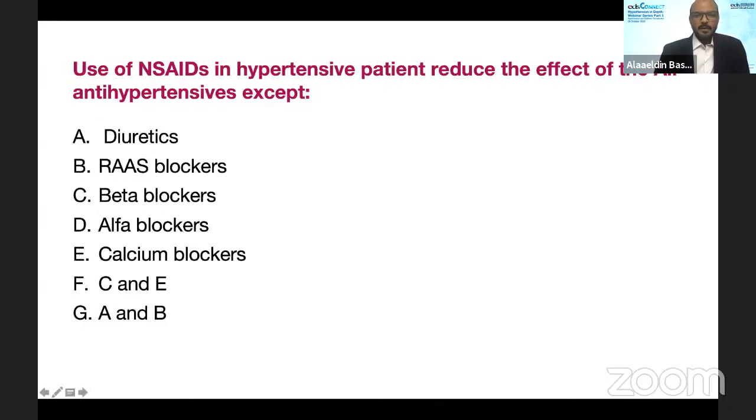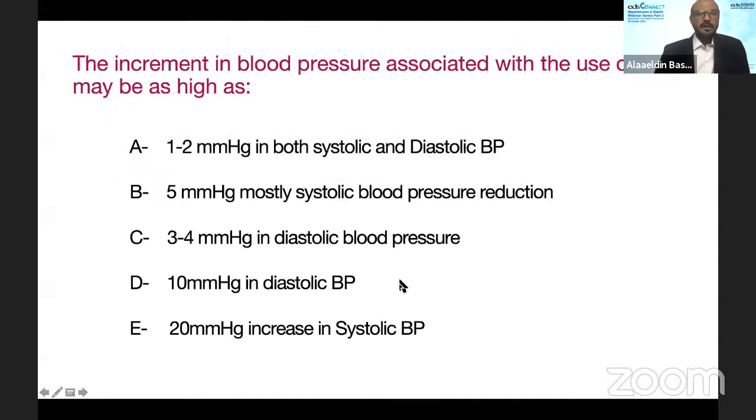My next polling question is about erythropoietin stimulating agents like darbepoietin or epoetin. The increment in blood pressure associated with the use of these agents may be as high as 1 to 2 millimeter in both systolic and diastolic blood pressure, or 5 millimeter mercury, mostly systolic blood pressure, or 3 to 4 millimeter mercury increase in diastolic blood pressure. Is it 10 millimeter increase in diastolic blood pressure, or 20 millimeter mercury increase in systolic blood pressure? You can choose one of them, and you have 15 seconds to answer.